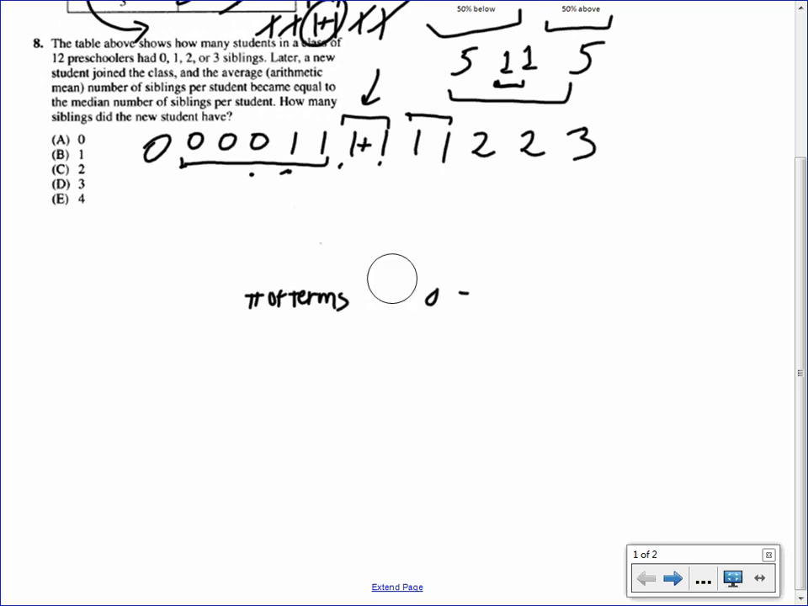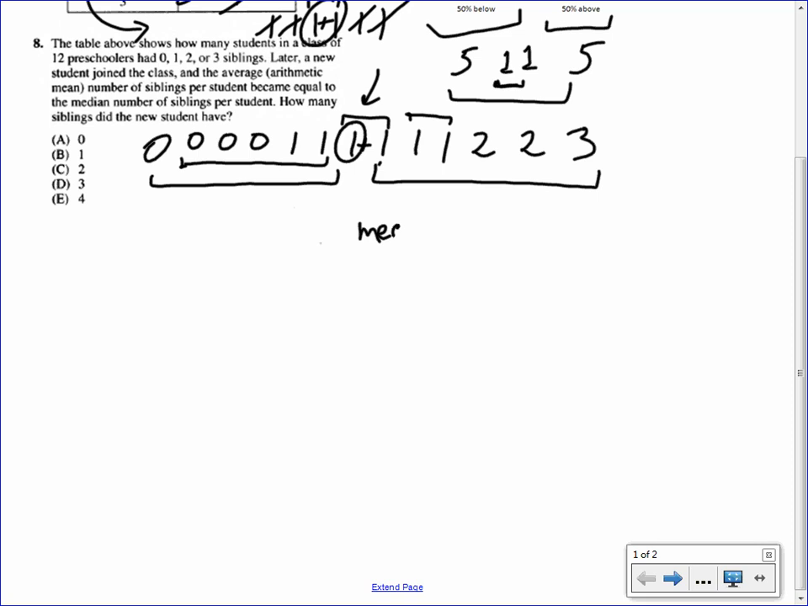Now we have an odd number of terms, so our median will be perfectly in the middle. Whenever you have an odd number of terms, the median's just right smack dab in the middle. So you'll have 6 terms below the median, 1, 2, 3, 4, 5, 6, and you'll have 6 terms above the median, which you have here. So then the median is 1, and now everything works with our problem. The median is 1, the average is 1, and then we just have to make sure we're answering what they're asking. They want to know how many siblings this 13th student would have. They'd have 0 siblings.